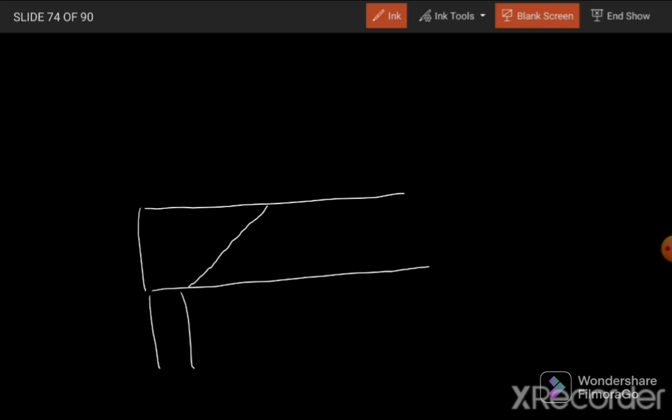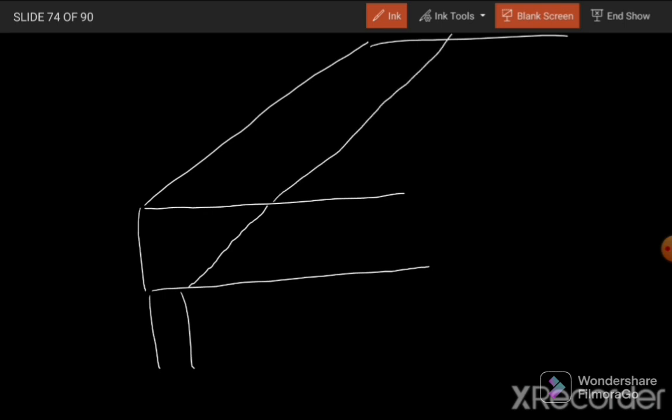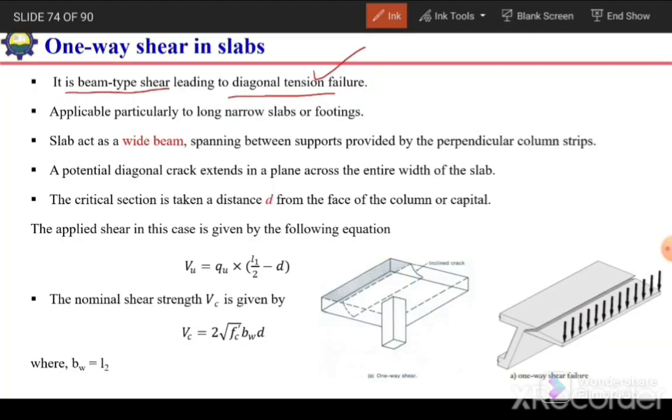So in case of slabs, failure will be similar. It will be due to a diagonal crack, and this diagonal crack will extend throughout the width of this slab. So it is applicable particularly to long narrow slabs or footings. In case of one-way slab or cantilevered slab, one-way shear can be critical, or in case of strip footing it is critical.